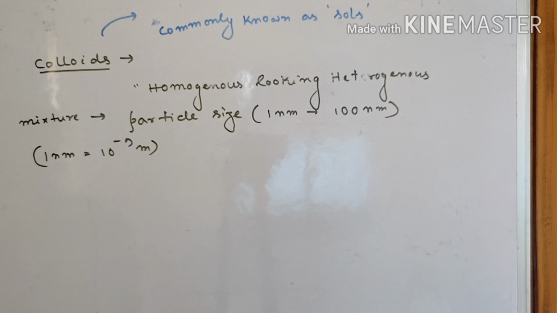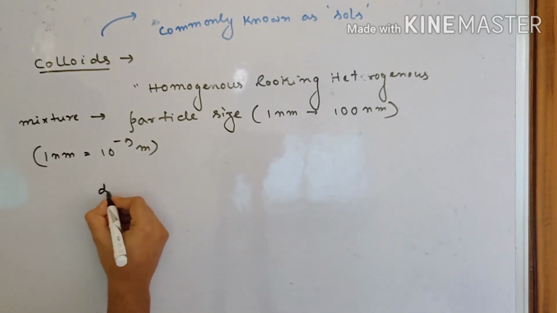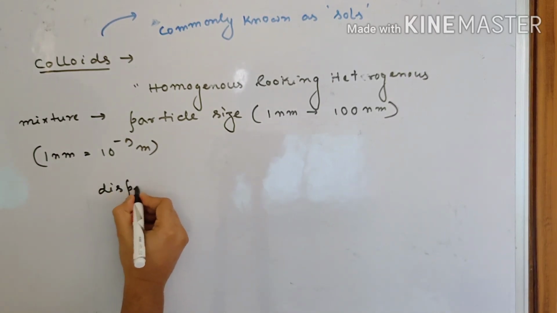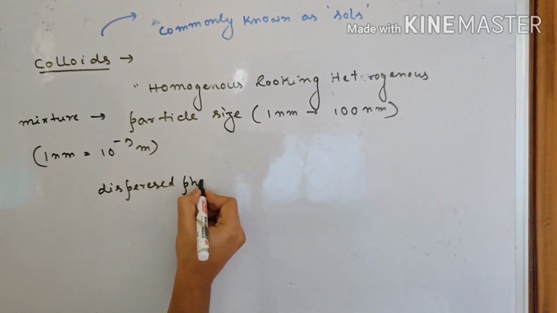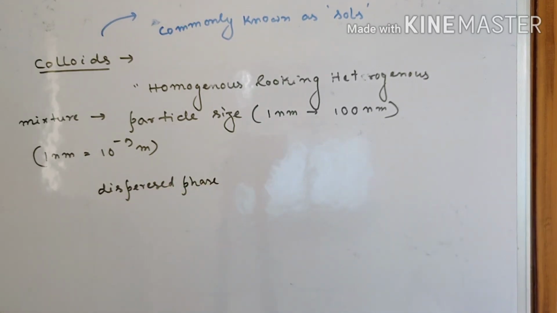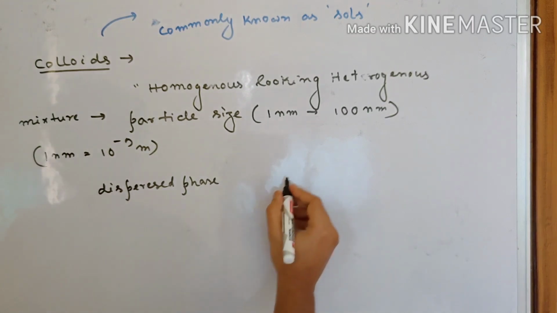Now, in the medium, the colloid particles are actually divided into two phases. Earlier, in the case of a solution, it is made up of two things, solute and solvent. Here also there are two things. One is the dispersed phase, and another is the dispersion medium.